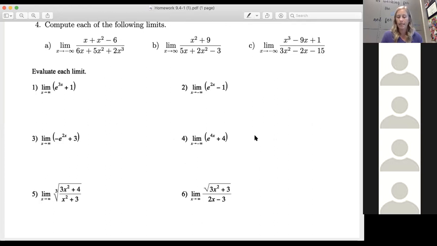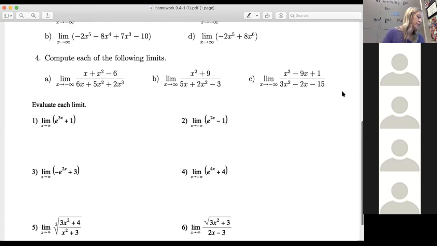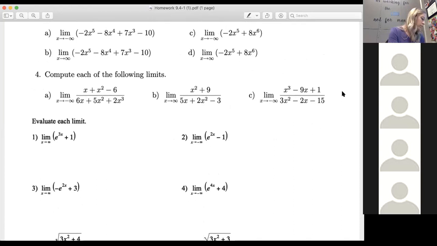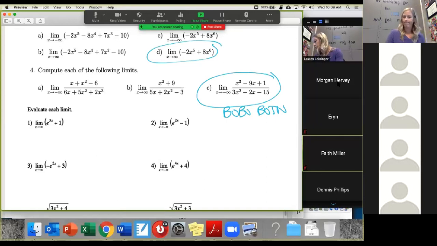Yes, it is the difference between what we call rational functions, which is, I'll pull this up. The rational functions where it's a fraction, that's where you want to use your Bobo Botten eats DC. And then if it's not a fraction like that, it's just a polynomial, that's when you want to use your end behavior chart.